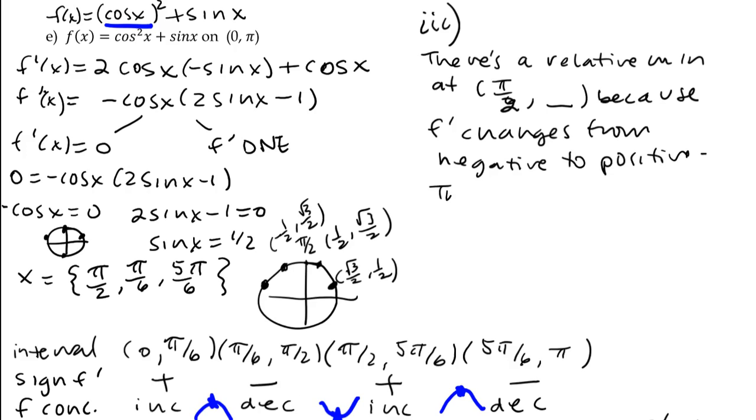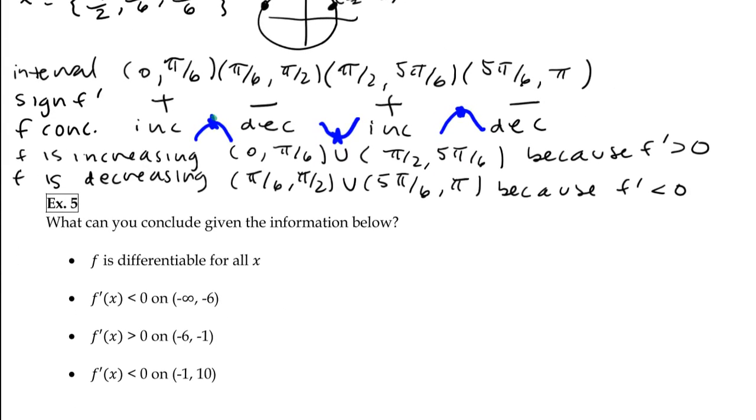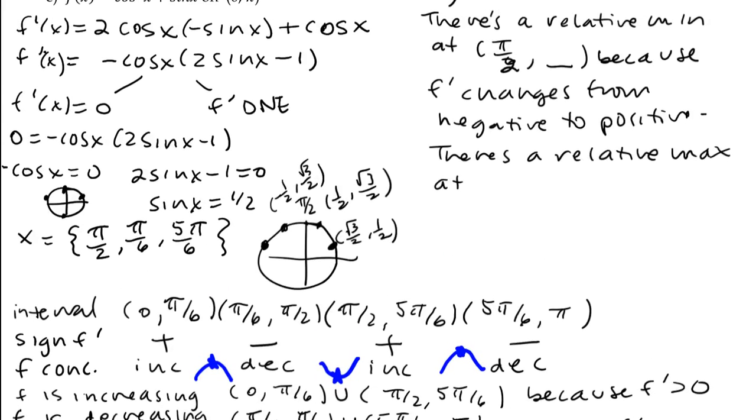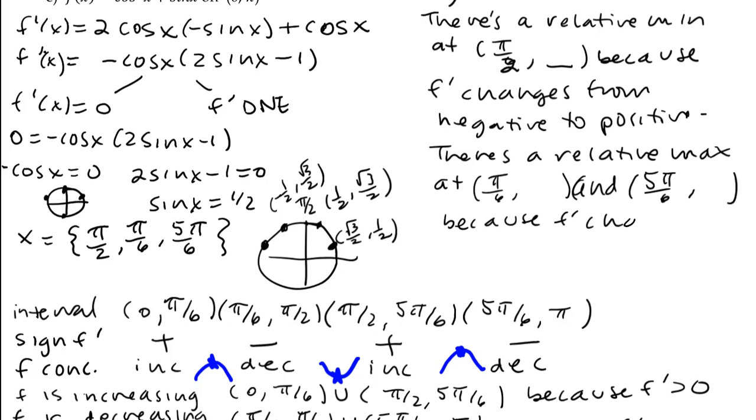Okay, then we're going to have a relative max. So there's a relative max at, go back to our chart, we have 2 relative maxes. We have one when x is pi over 6 and 5 pi over 6. So at pi over 6 and 5 pi over 6, how do we know we have a relative max? Because f prime changes from positive to negative.